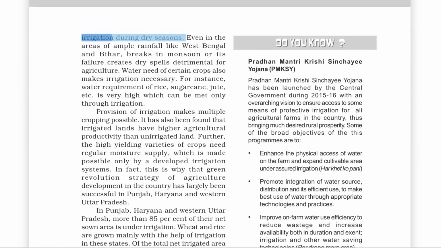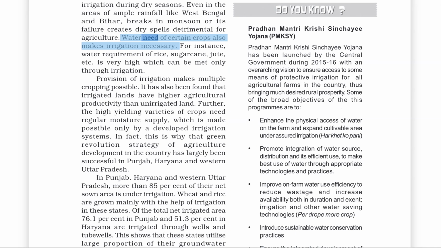Irrigation during dry seasons. Even in the areas of ample rainfall like West Bengal and Bihar, breaks in monsoon or its failure creates dry spells detrimental for agriculture. Water need of certain crops also makes irrigation necessary.